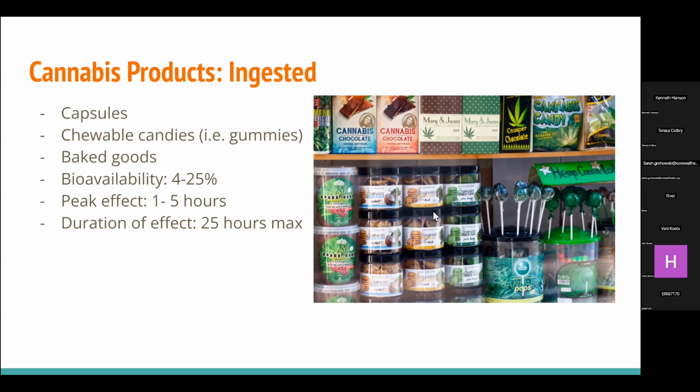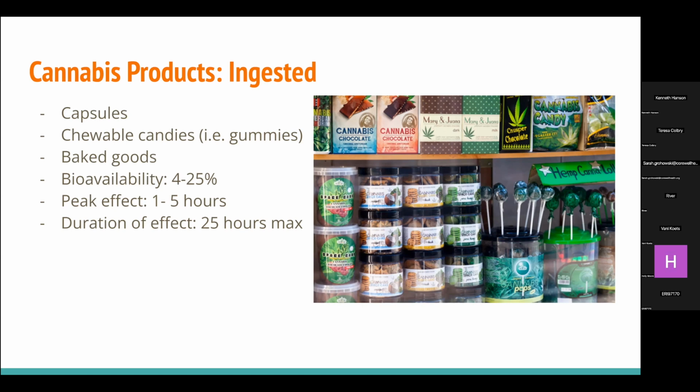Another really common one we think of is ingested products. These can be capsules, chewable candies like gummies. There are also suckers, chocolates, things like that. And then you can get baked goods. With the capsules and candies, you usually have cannabinoids extracted from the plant, but the baked goods can have the whole flower in them. The bioavailability is anywhere from 4 to 25%. It's a little slower peak onset of action, like 1 to 5 hours, but has a really long duration of action of up to 25 hours.